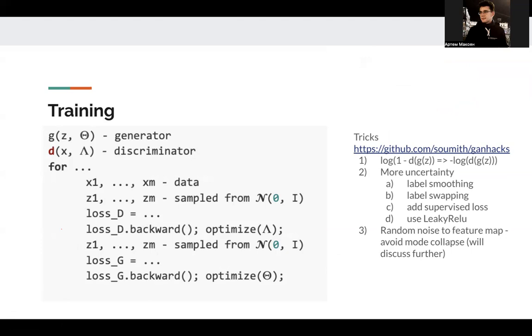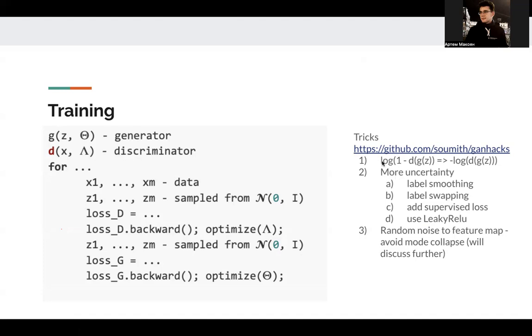Two models: generator and discriminator. But in fact, it is very hard to train them. If you run this pipeline, the results will be very, very bad. And there are many tricks to overcome this problem.